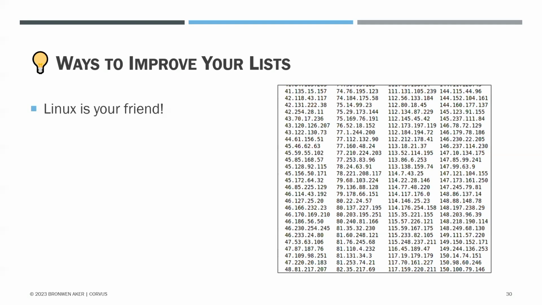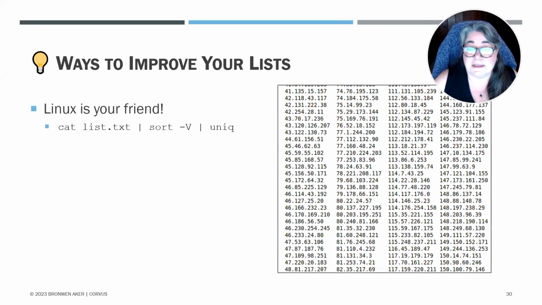Linux is your friend. This is my gift to you. Now, this particular command, cat, display list.txt. Come on, you captured the data in a file, didn't you? And then you pipe it to sort. Now, the dash capital V is actually intended to sort by version number, but it works beautifully for IPv4 addresses.